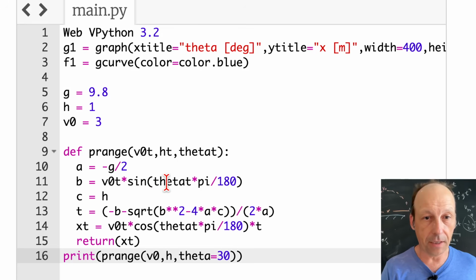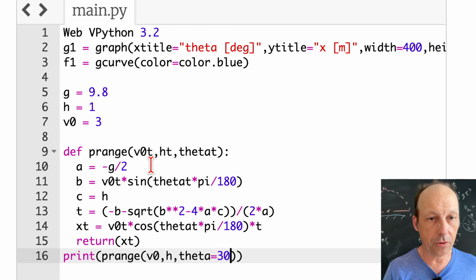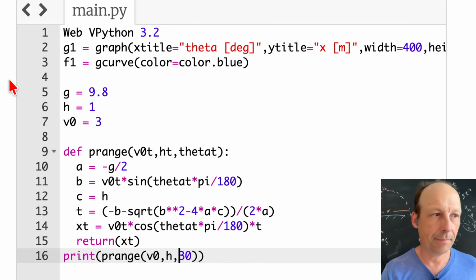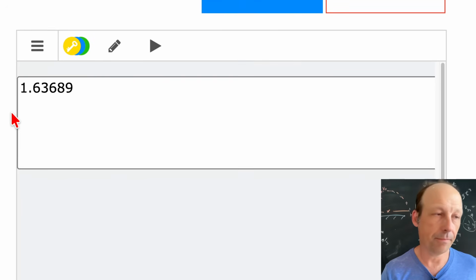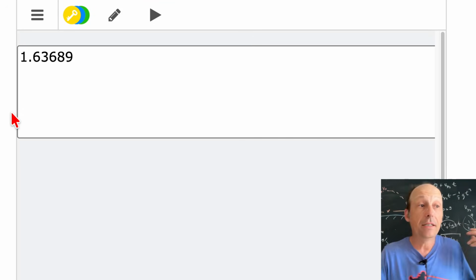Line: v0 times sine theta, negative g divided by 2, v0t sine theta t times pi over 180. What can it not read? I got the g, that is a global variable. v0t, v0, h. Oh, I put theta equals. Should put 30. That was weird. There. Okay, 1.63 meters seems reasonable.